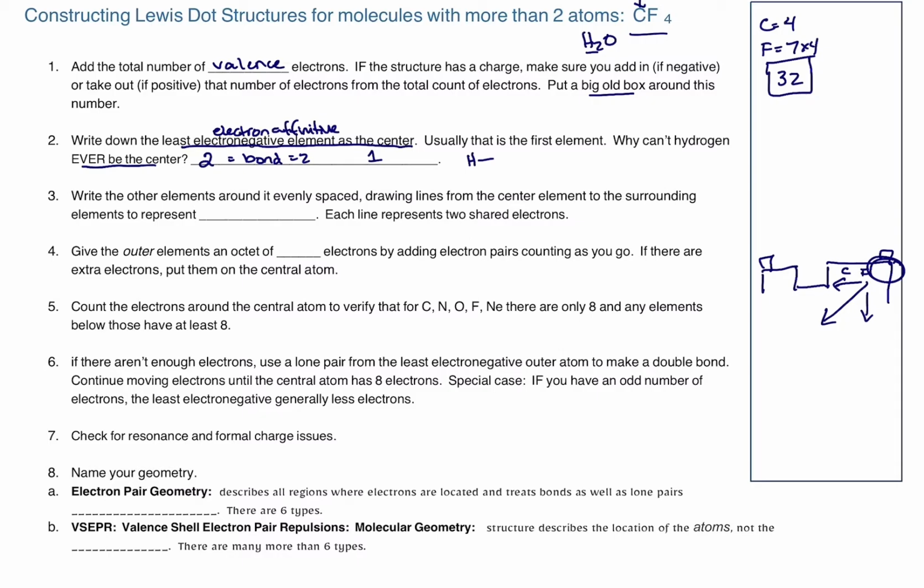All right, so we have carbon written down. The others go around it, evenly spaced. I have fluorines, so I'm going to put the fluorines around it, nice and evenly spaced. And you're going to draw lines from the center element. This represents bonds. There are 2 electrons in every line, every single bond.